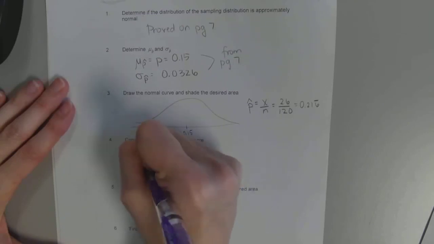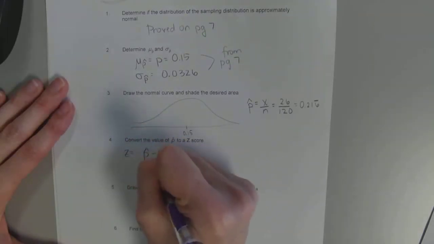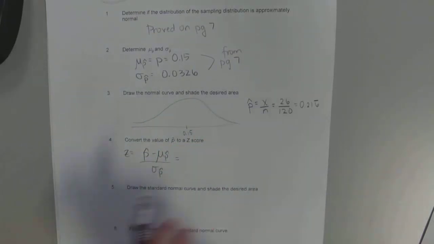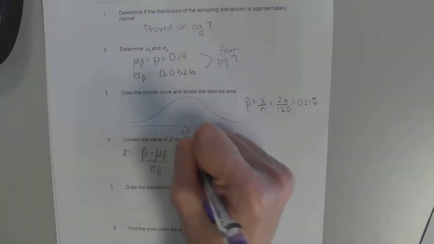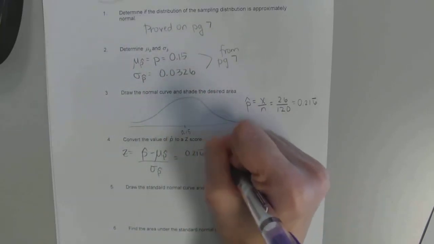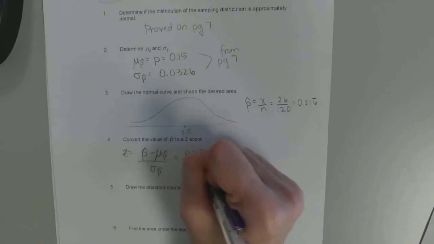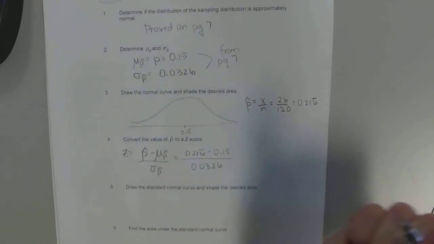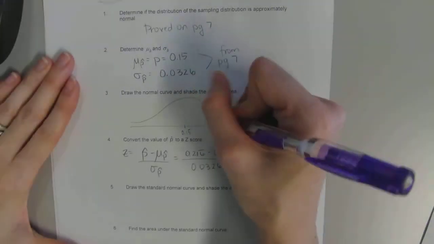So z equals P hat minus mu of P hat over sigma of P hat. But we already know what our P hat is. We just calculated it up here. It's 0.216 repeating minus mu of P hat, which we stated up there was 0.15. Oh, we didn't shade. Sorry, I'm going to go back to that. And then we have 0.0326, okay? So first of all, let's shade. Where is 0.216 according to 0.15? On the right side, okay?